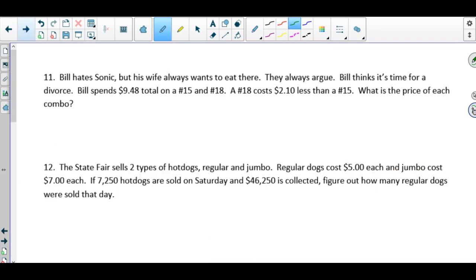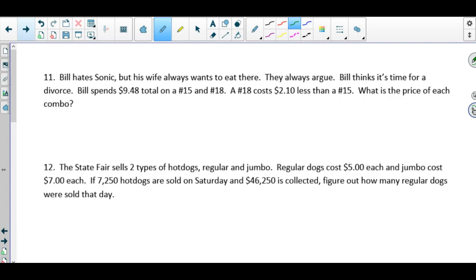Number 11, Bill hates Sonic, but his wife always wants to eat there. They always argue. Bill thinks it's time for a divorce. This was student written, by the way. Bill spends $9.48 total on a number 15 and a number 18. The number 18 costs $2.10 less than the number 15. What is the price of each combo?